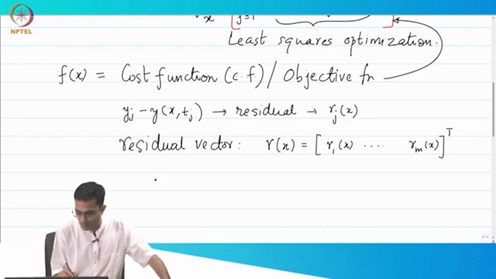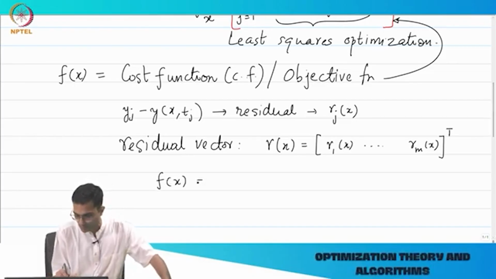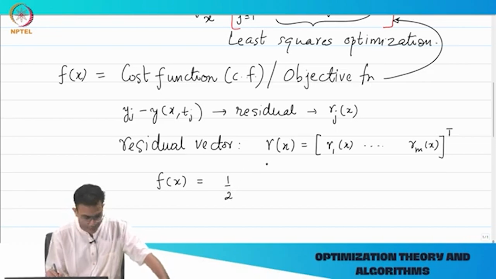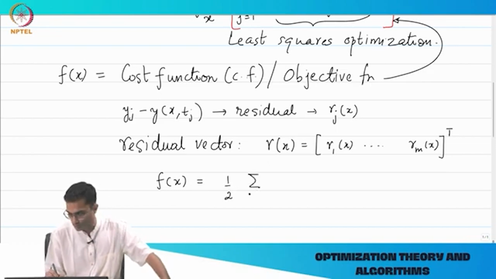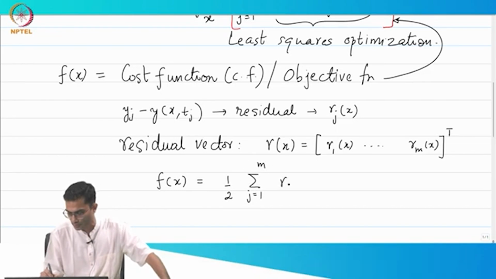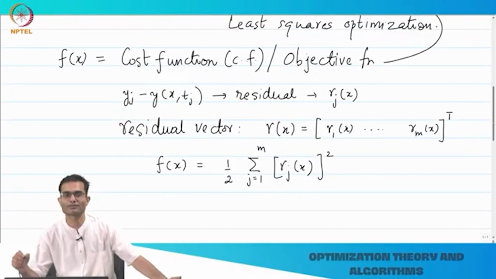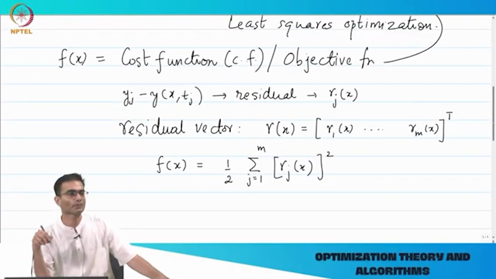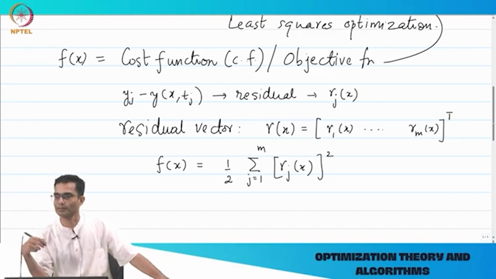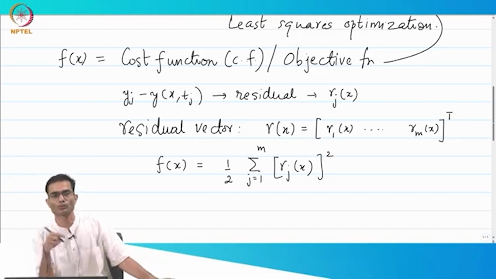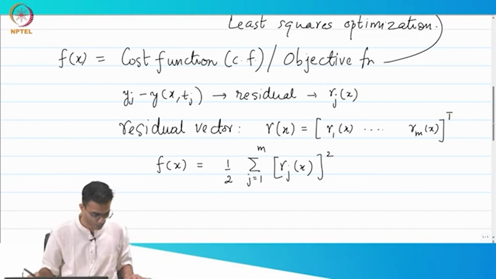Okay, and the common expression is written like this. So f(x) = 1/2 the sum over j equals 1 to m of r_j(x) squared. This half is introduced just to make the math a little bit easier. Otherwise, you'll have a 2 floating around everywhere. So don't worry too much about it.